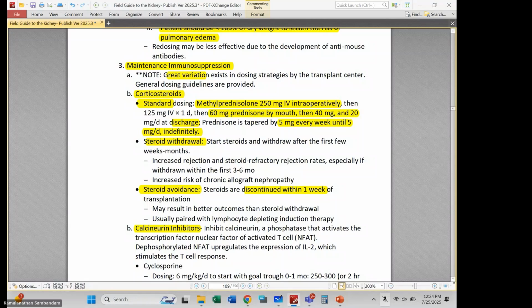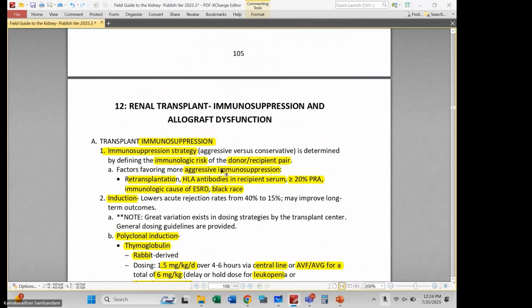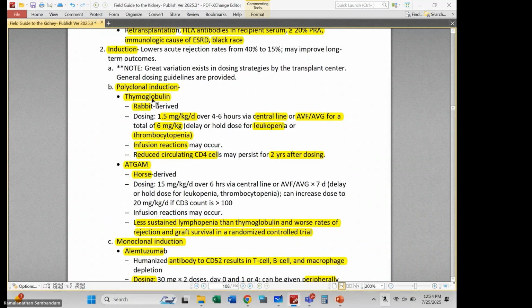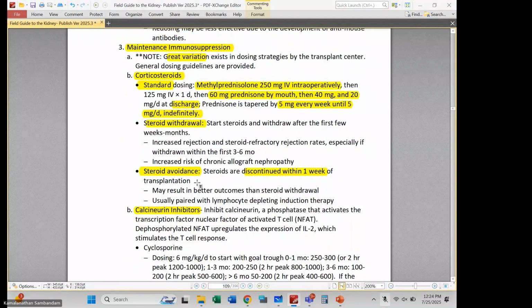Okay, if you were going to do that, you would not use basiliximab induction. You would not use that in a high immunologic risk pair. Okay, if it was low immunologic risk and you were committed to thymo, you might consider a steroid avoidance protocol. Okay, so again, think of the net immunosuppression, inclusive of induction and maintenance, when you're considering these strategies of immunosuppression. Okay, this, as I mentioned, is usually paired with thymo induction.